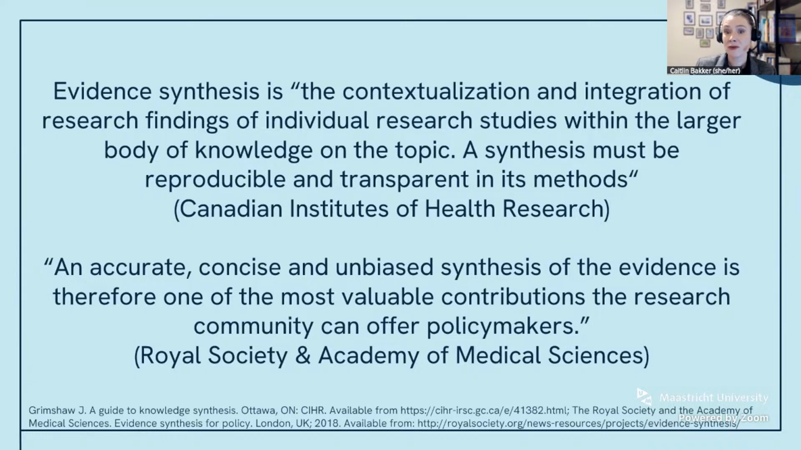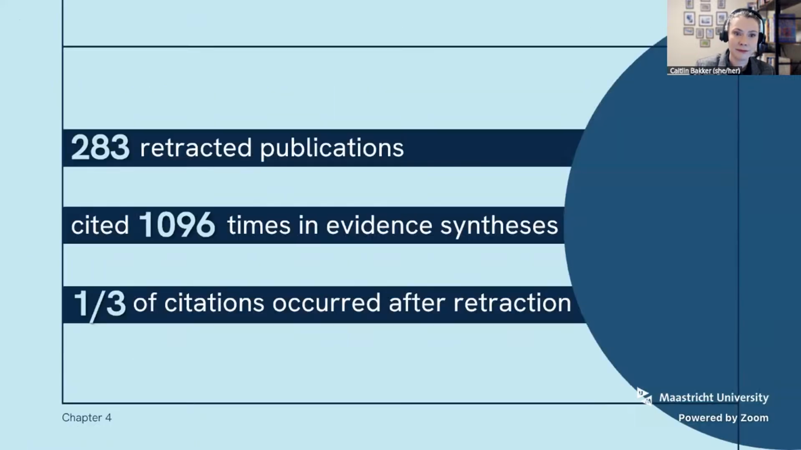And while, of course, this is really important when we think about future research, it's also critically important when we think about practical applications like patient care. And as echoed by the Royal Society and the Academy of Medical Sciences, it's also very important to policymakers and to society overall. So in this study, looking at evidence syntheses that cite retracted publications, we found that 283 retracted publications had been cited 1,096 times in evidence syntheses, and approximately 1/3 of these citations happened after the retraction.